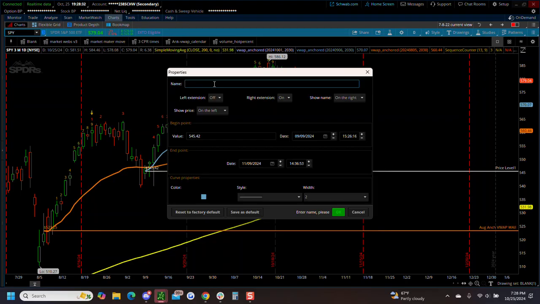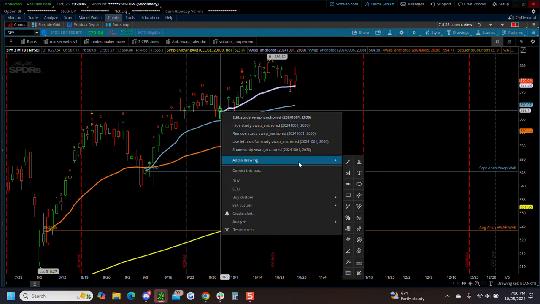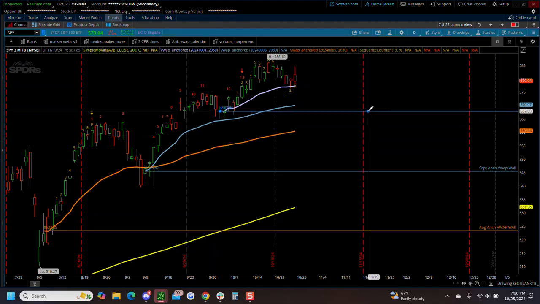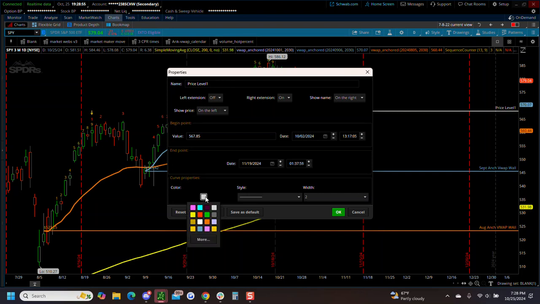September anchored VWAP wall. And this right here will be the October anchored VWAP wall. So that's how I set these up to begin with. We know our main trend that we've been trading off of is the August trend. Oh, no, that's going to be white. Sorry, I had that right to begin with. And October. Okay, I've got those three drawn out.